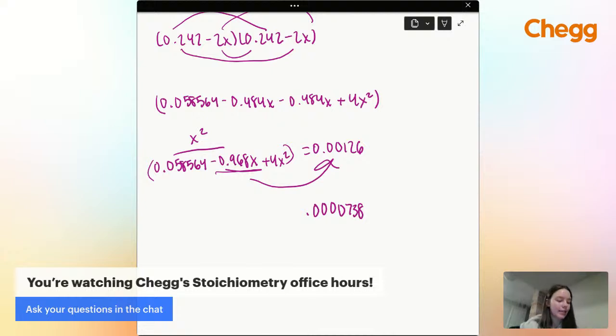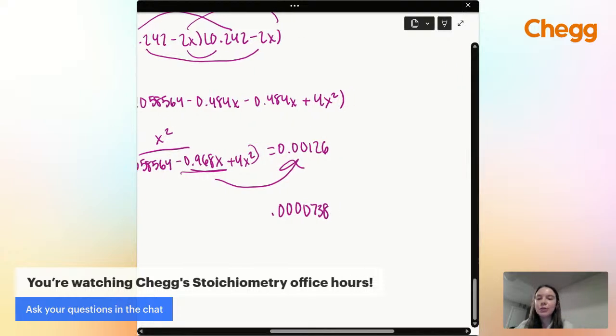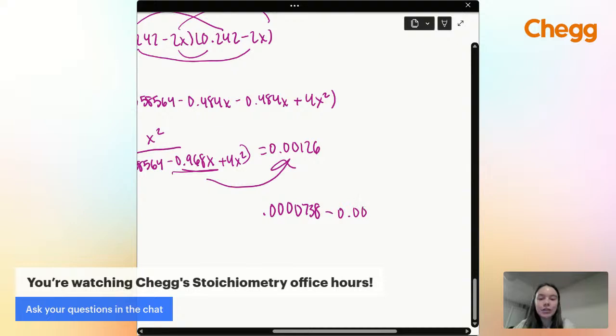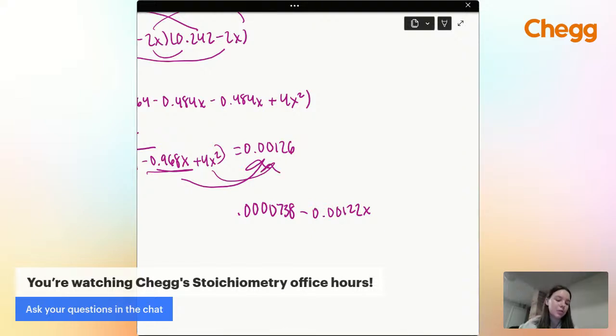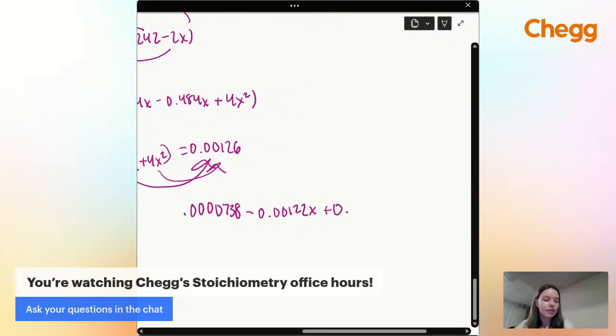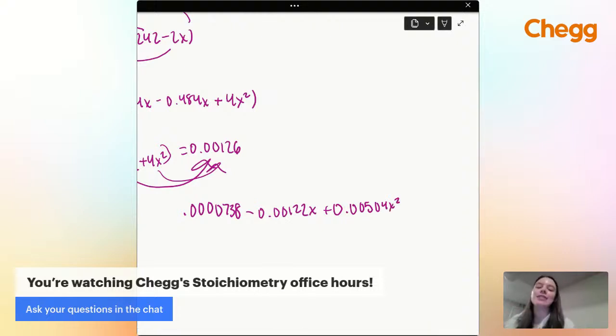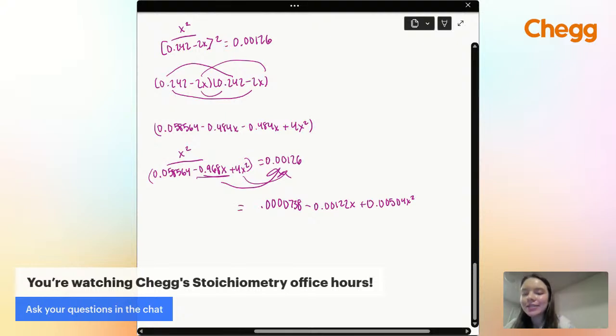So minus 0.968 times 0.00126, should have got 0.00122. So minus 0.00122x. And then just that 4x squared times that. So 4 times 0.00126, we're going to get plus 0.00504x squared. I know it's a lot of exponents, but we are almost done.